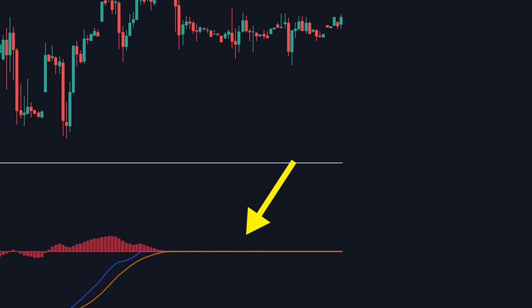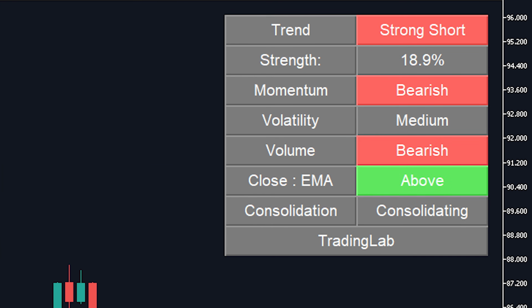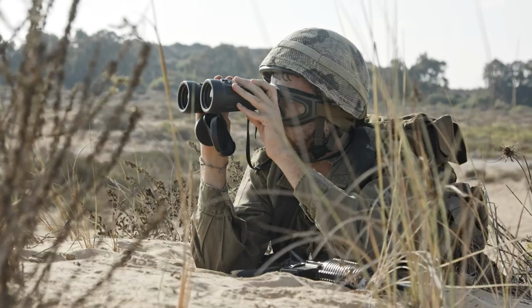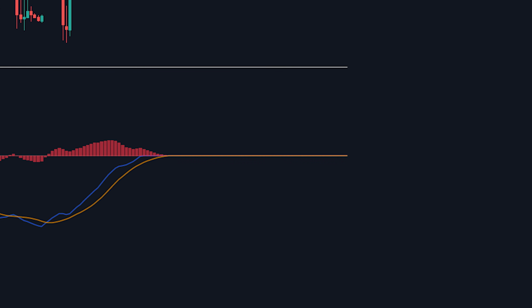If both the lines are sideways for a good amount of time and the trend table from the private indicator confirms the market is in consolidation, I only then start to look for a breakout trade. You do this by waiting for the lines to cross in either direction. They can either cross upwards or downwards. In this example, the lines start to cross upwards.